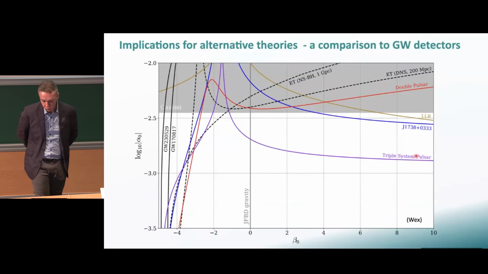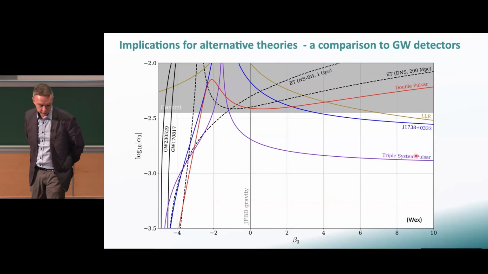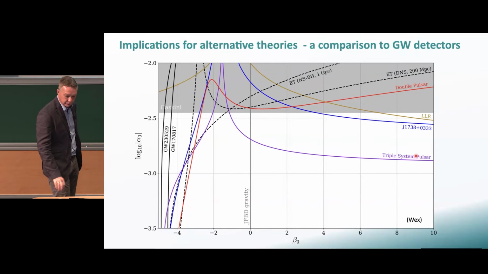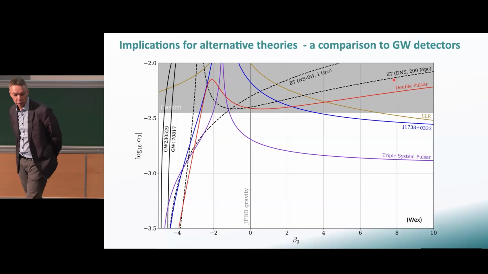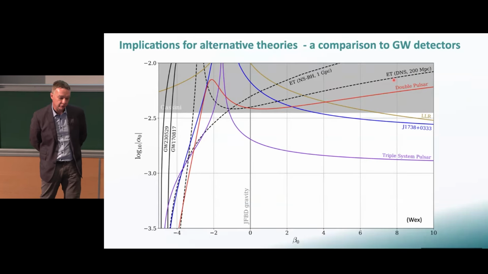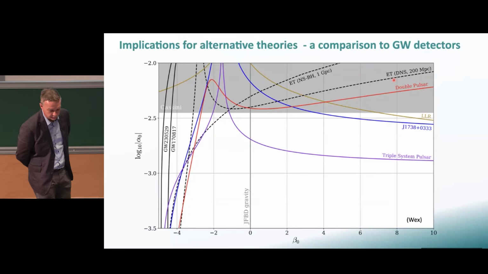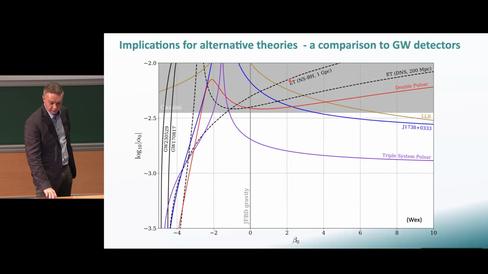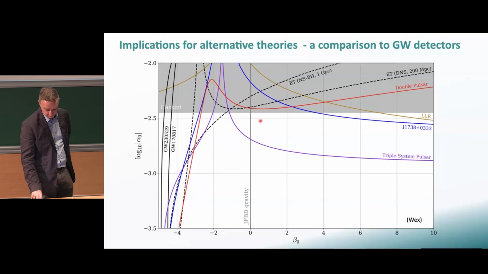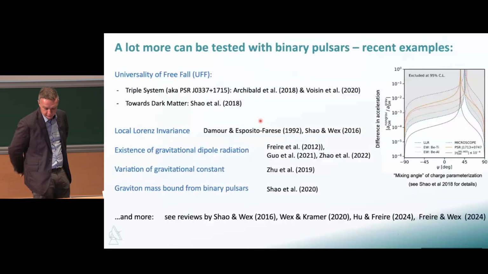And this is a plot that Norbert Wex produced not long ago. Again, you see the triple system, our favorite pulsars, but here are also 2 lines which show what's possible with the 3rd generation of gravitational wave detectors. Here, as an example, the Einstein Telescope. So even with the Einstein Telescope, these limits will never be better than what the pulsar experiments already produce today. A lot more can be tested.